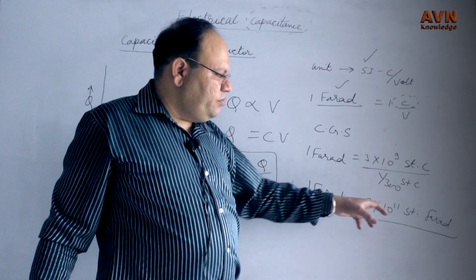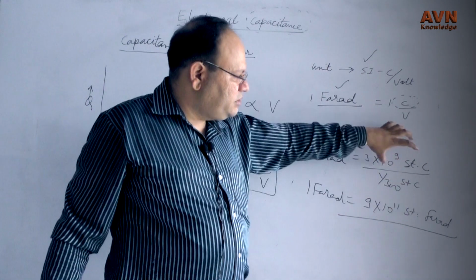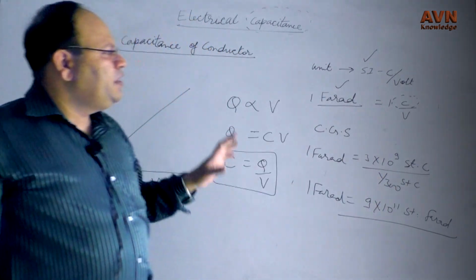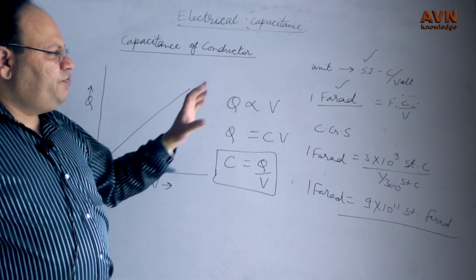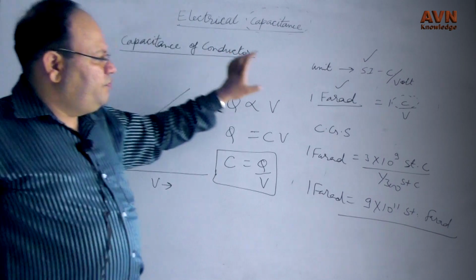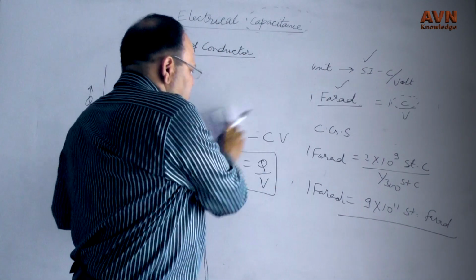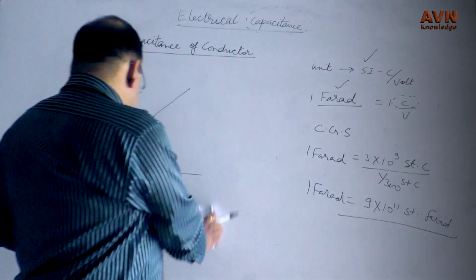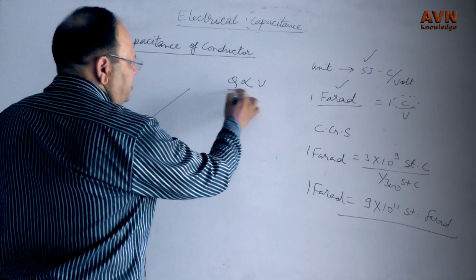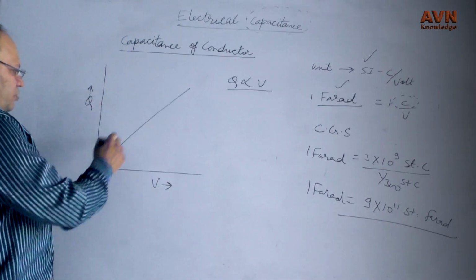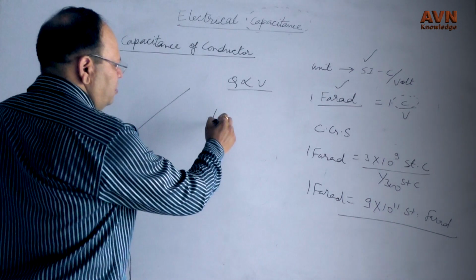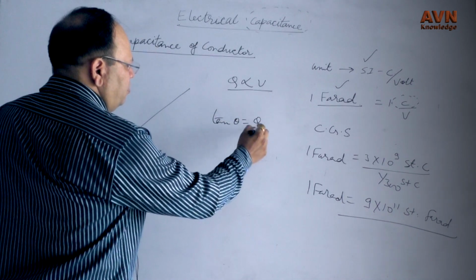1 farad equals 9 into 10 raised to the power 11 stat farad, because we have already seen these in electrostatics units. So the basic difference is that farad and Faraday are different units. Here the unit of capacitance is farad. Next, what is the relation between Q and V? We can show the relation graphically. Q is proportional to V. So tan theta, what is tan theta? Tan theta equals Q upon V.